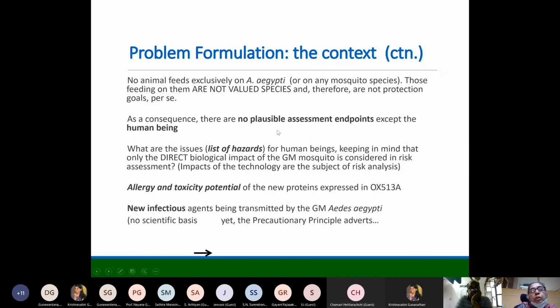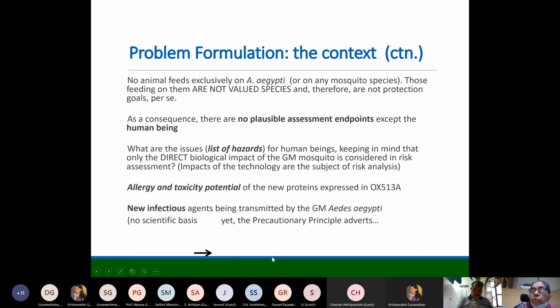As a consequence, there are no plausible assessment endpoints except the human being. We are most worried about the human being. So the environmental issues are sort of taken care of. What are the issues for human beings? Keeping in mind that only the direct biological impact is considered in the risk assessment, even key issues like allergenicity and toxicity, any new infectious agents transmitted by these are the important issues.